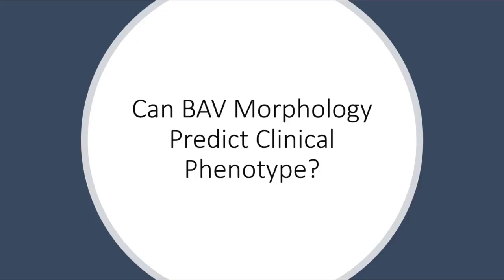So I spent a little time talking about aortic aneurysms and the association with BAV, and we also know that individuals with BAV have a higher risk of dissection. Even though it's a fairly rare event, it's probably something we can't simply ignore because it's often a fatal event. So a lot of investigators have been interested in trying to better predict the risk for a particular individual. One simple way that could work is if we could look at morphology and predict risk. So the question arises, can BAV morphology actually predict clinical phenotype?